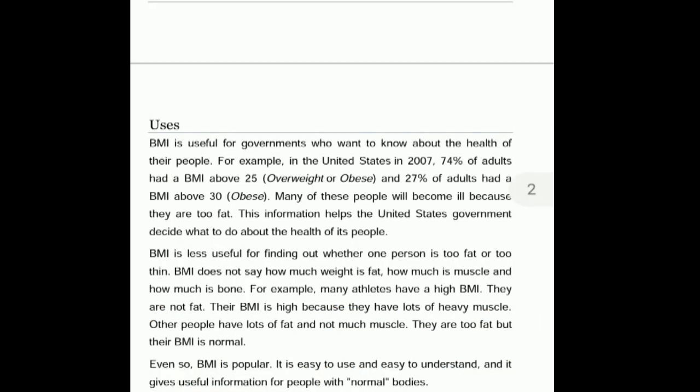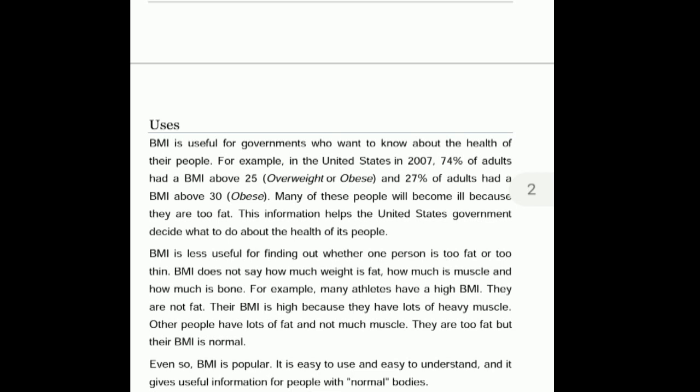Now, uses of BMI. BMI is useful for governments who want to know about the health of their people. For example, in the United States in 2007, 74% of adults had a BMI above 25 and 27% of adults had a BMI above 30. Many of these people will become ill because they are too fat. This information helps the United States government decide what to do about the health of its people.